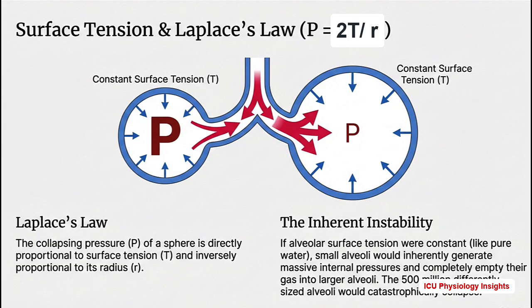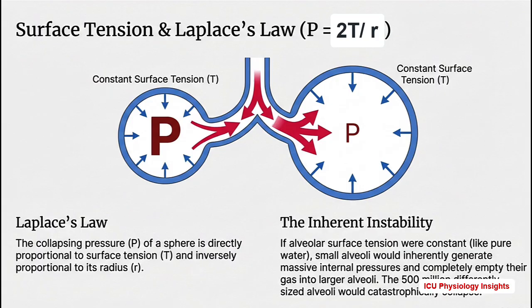The law of Laplace, remember, pressure equals 2 times the tension divided by the radius, predicts that if surface tension were constant, the smaller alveoli would have a higher internal pressure and should just collapse into the larger ones. This would create profound instability and atelectasis. So why don't our lungs collapse?